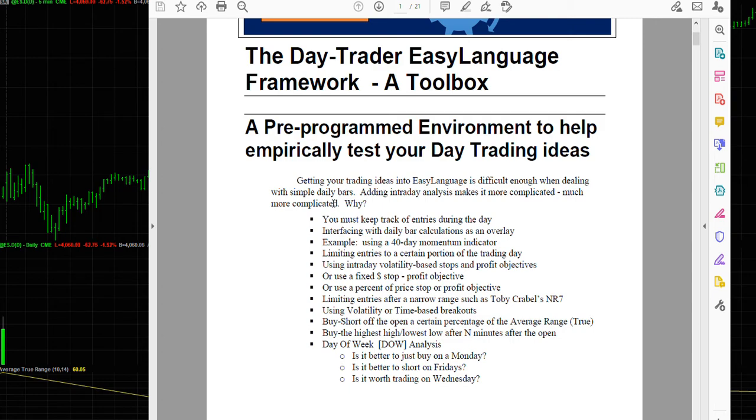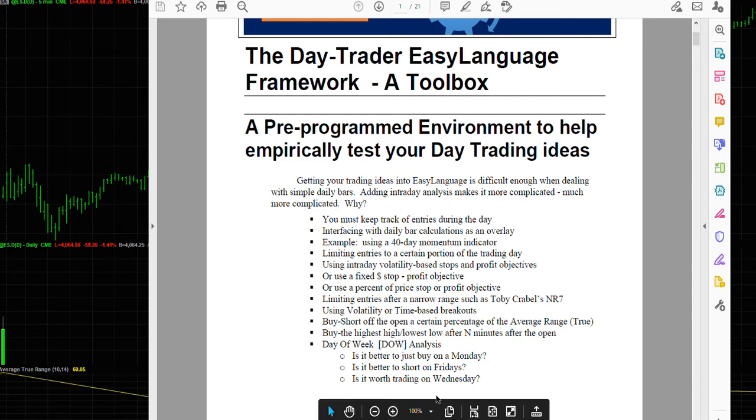Day of week analysis. A lot of people believe in that. A lot of people say you shouldn't day trade on certain days. I don't know if that's necessarily true. I've seen historical analysis that says, hey, buy Monday, sell Friday. But whether you believe that philosophy is up to you. This framework allows you to test your own ideas and see if it holds true for you.